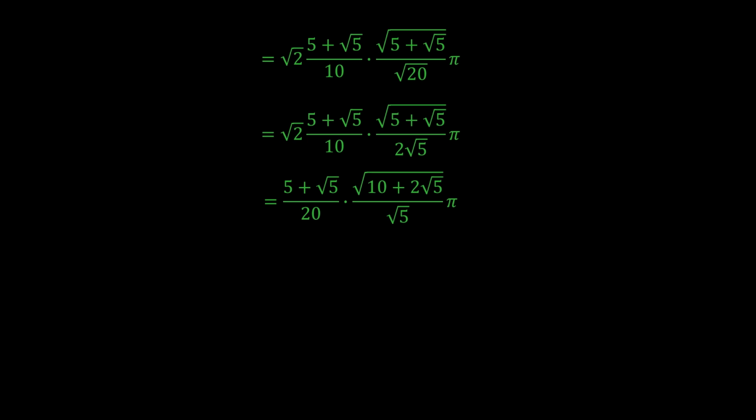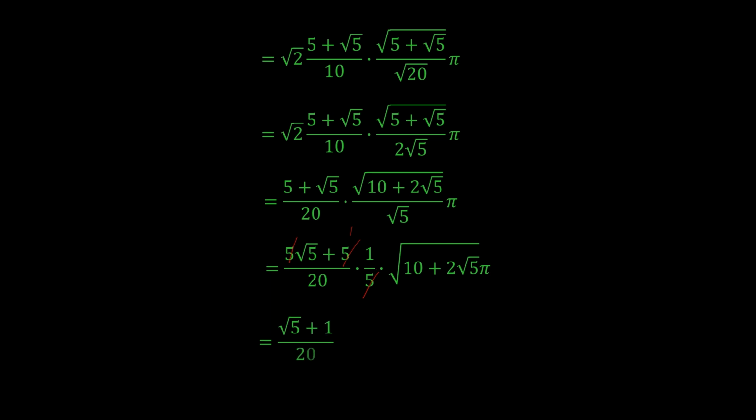And so when you multiply 5, root 5, numerator and denominator, the denominator becomes 5, and then the numerator becomes here 5 root 5 plus 5 times square root of 10 plus 2 root 5. And so this 5 goes, and this becomes 1. So we have square root of 5 plus 1 over 20 times the square root of 10 plus 2 root 5 times pi, obviously. That is what is due to the green integral.